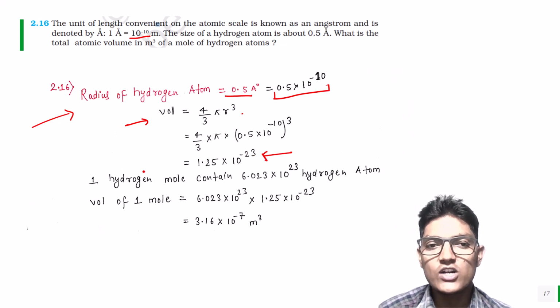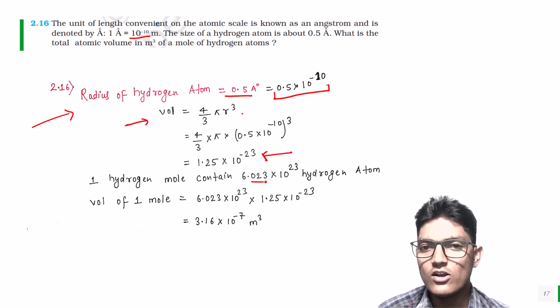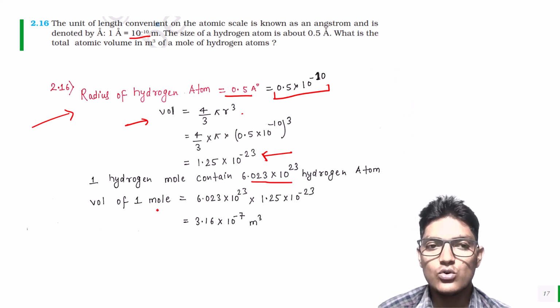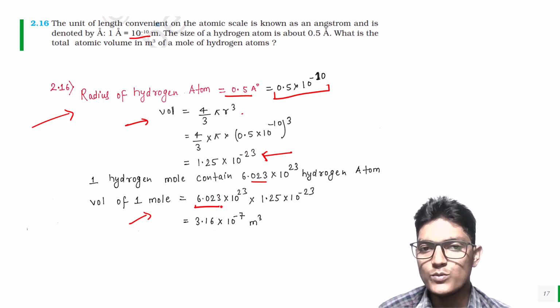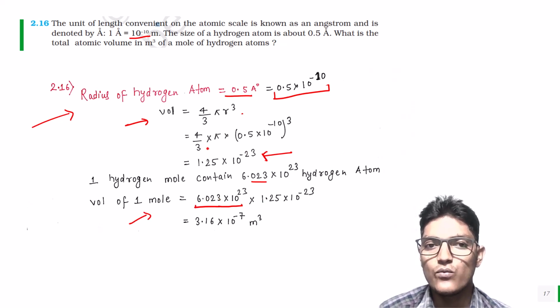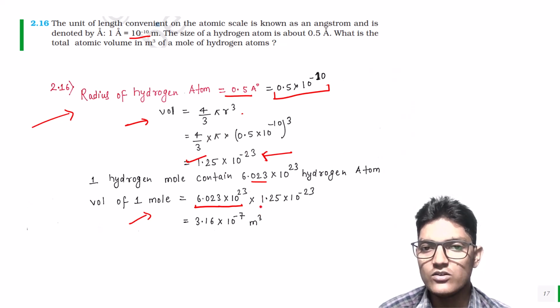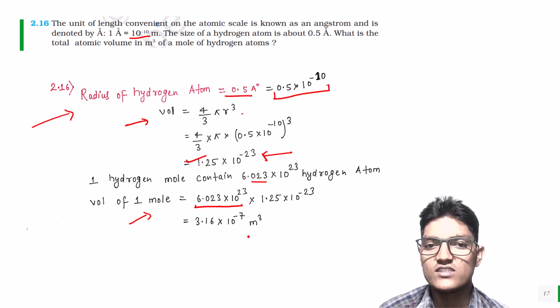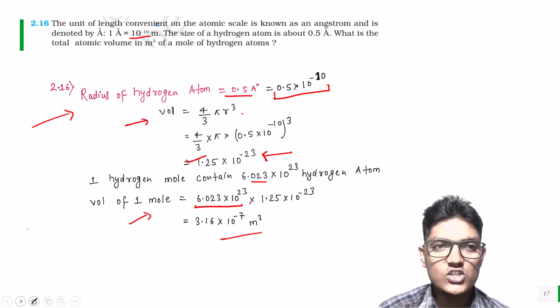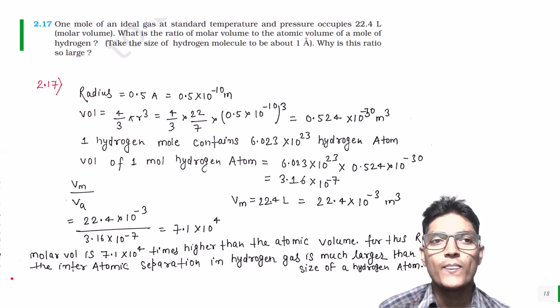And 1 hydrogen mole contains 6.023 into 10 to the power 23 hydrogen atoms. So volume of 1 mole is equal to 6.023 into 10 to the power 23 multiplied by 1.25 into 10 to the power -23 is equal to 3.16 into 10 to the power -7 meter cube. That is the answer.